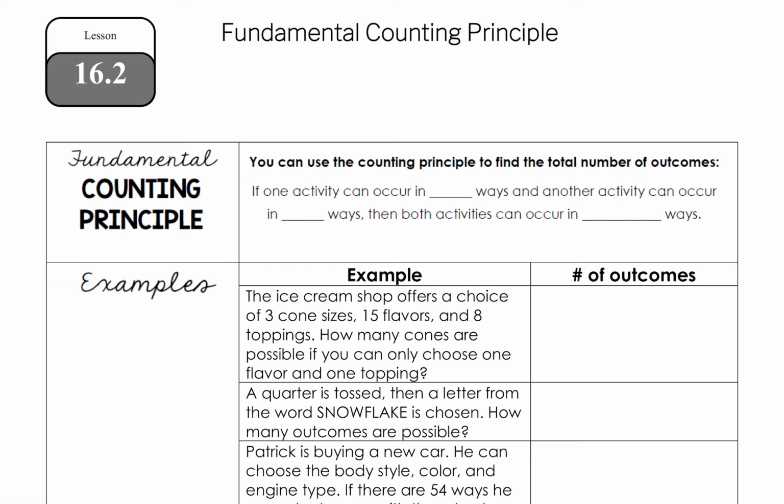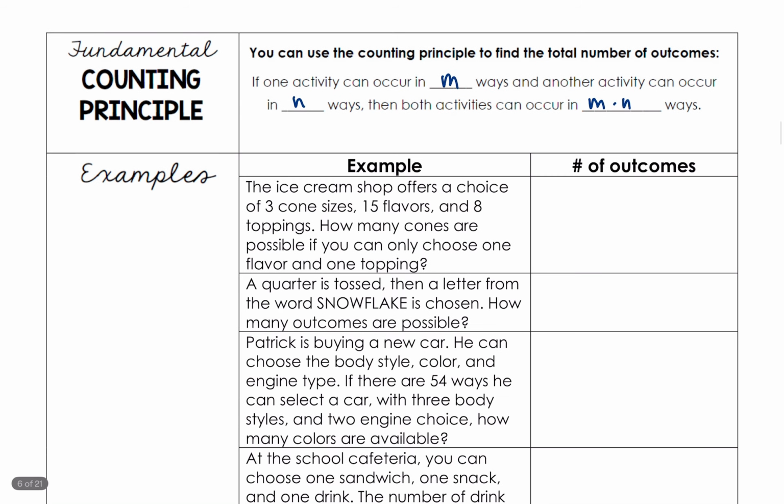So it says you can use the counting principle to find the total number of outcomes if one activity can occur in m ways and another activity can occur in n ways, then both of the activities can occur in m times n ways. Okay, so what that's basically saying is when I have those independent events, I just multiply their numbers together and that gives me my total amount of outcomes. So let's look at some examples because this sounds super confusing, but it's actually very straightforward.